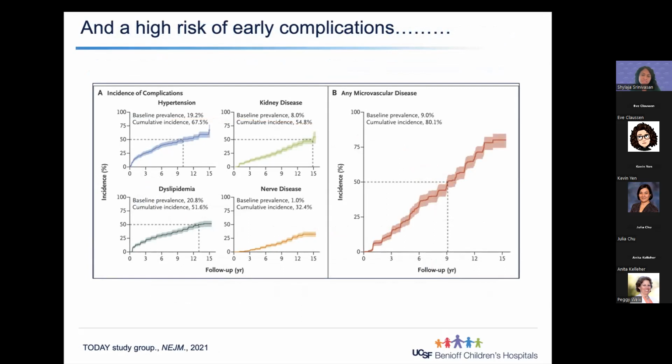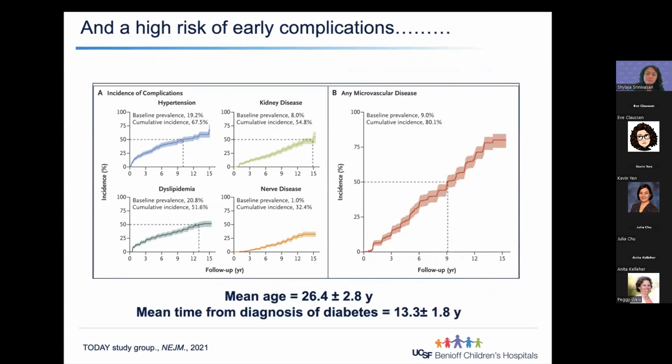So shown here is data from a pediatric clinical trial called the TODAY study. The TODAY original study was a medication trial for type 2 diabetes, but TODAY also had long-term follow-up data. So they followed roughly 500 adolescents with type 2 diabetes for 10 plus years. So at the time of this data, the mean age of the participants was 26.4 years, so young adults, and the mean time from diagnosis of diabetes was just 13.3 years.